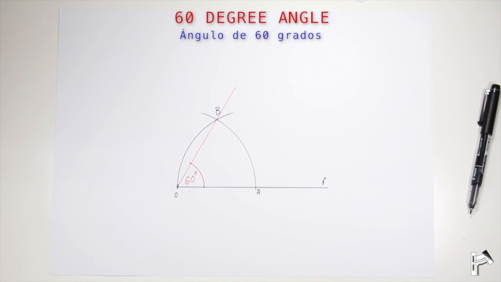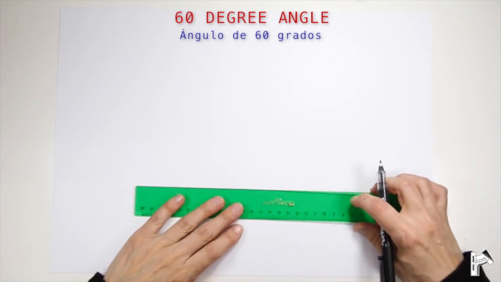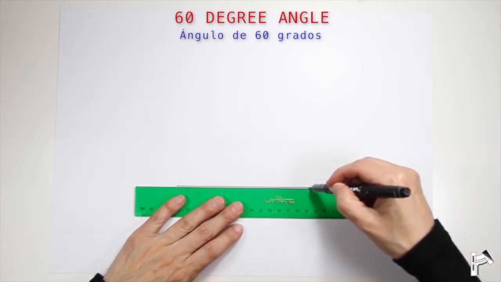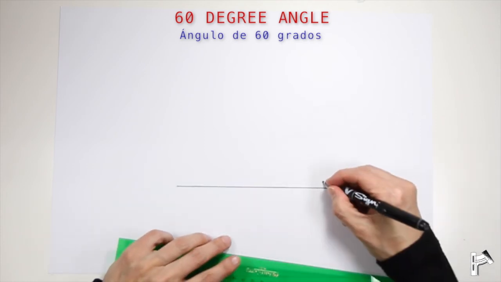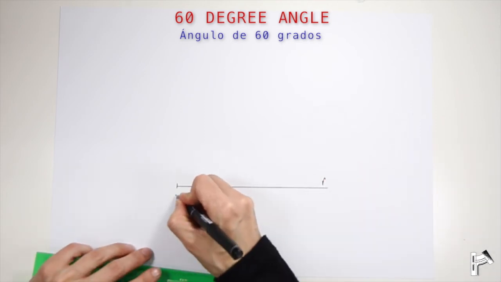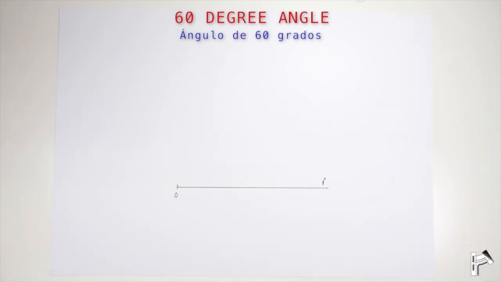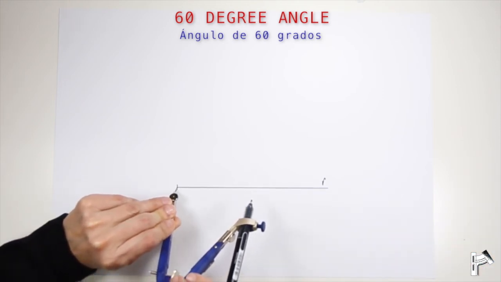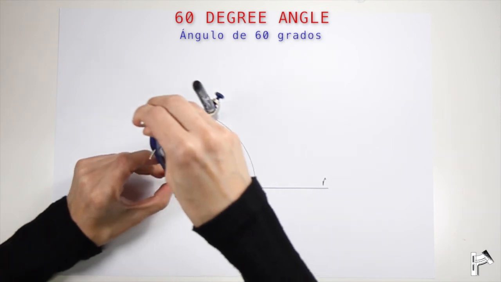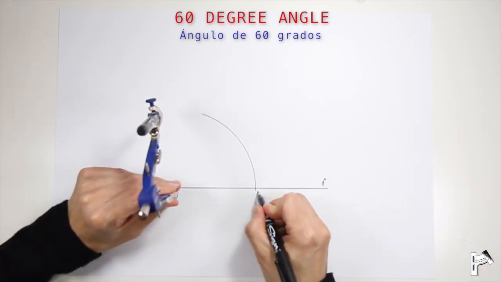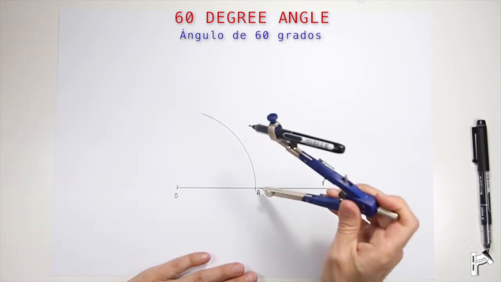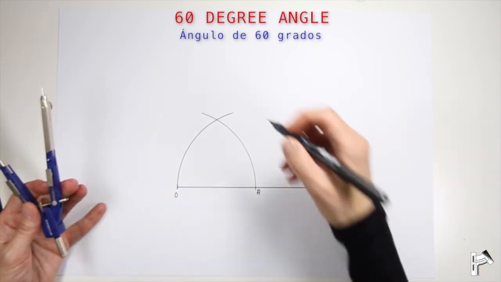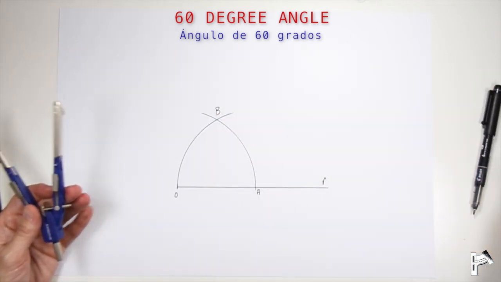60° angle. Placing the compass on point O at an arbitrary length, we will scribe an arc that will intersect with line R on point A. We will place the compass on point A at a length OA, and we will scribe another arc, which will result on point B.